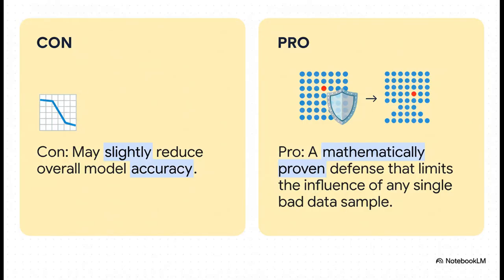Let's zoom in on one of those robust training techniques for a second, differential privacy. It's a really interesting example of a strategic trade-off. Think of it this way. You're adding a little bit of mathematical noise to the data during training. Now, this noise is small enough that it doesn't really hurt the model's overall performance, but it's just big enough to drown out the signal from any single poison data point, basically making it harmless. So yeah, you might see a tiny dip in accuracy, but what you gain is a mathematically proven defense against these kinds of attacks. For any high-risk application, that is a trade-off worth making every single time.